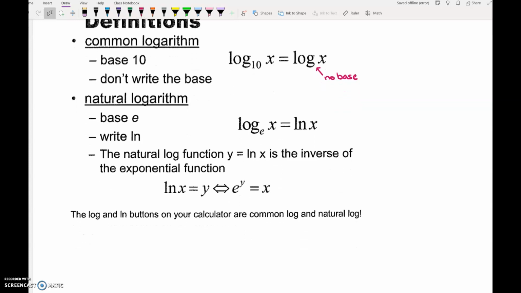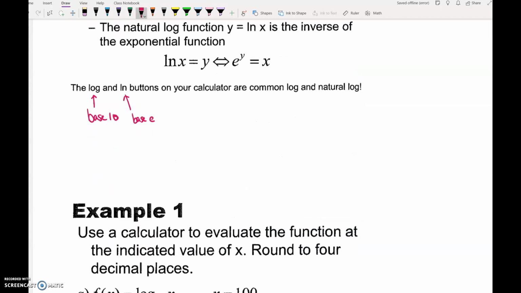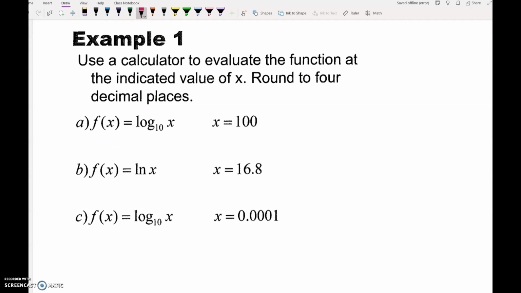The log and the ln buttons on your calculator are common log and natural log. So the log button on your calculator is base 10. The ln button on your calculator is base e. Use a calculator to evaluate the function at the indicated value of x. Round to 4 decimal places.